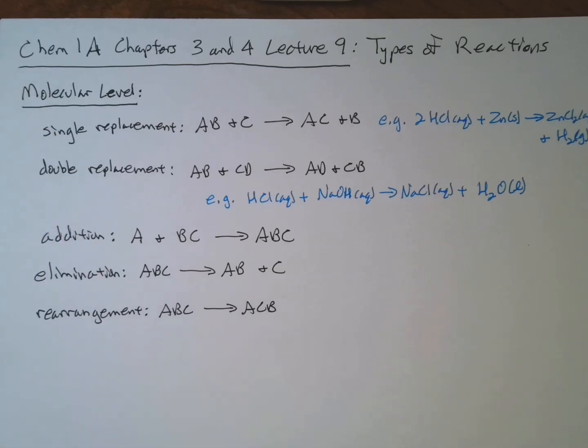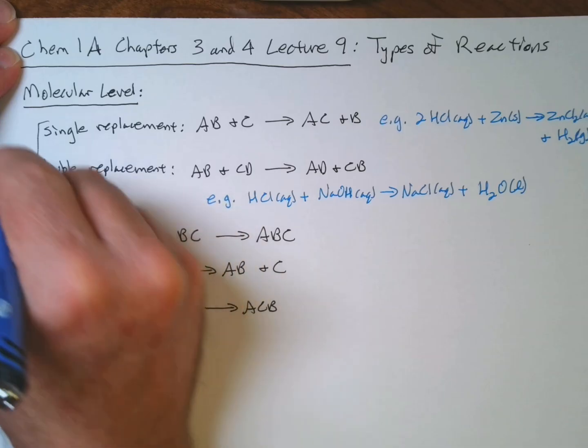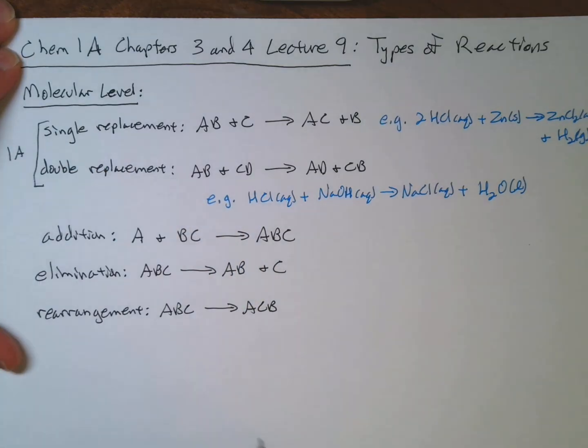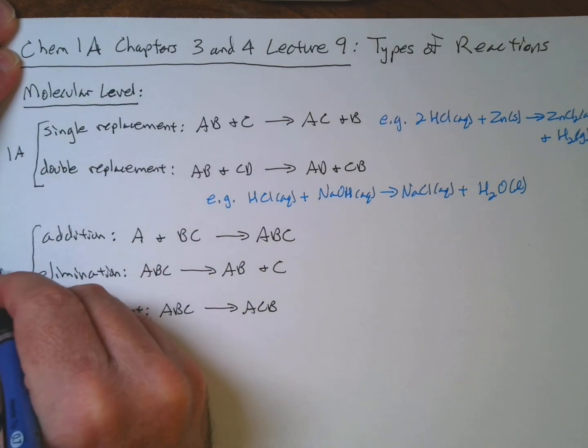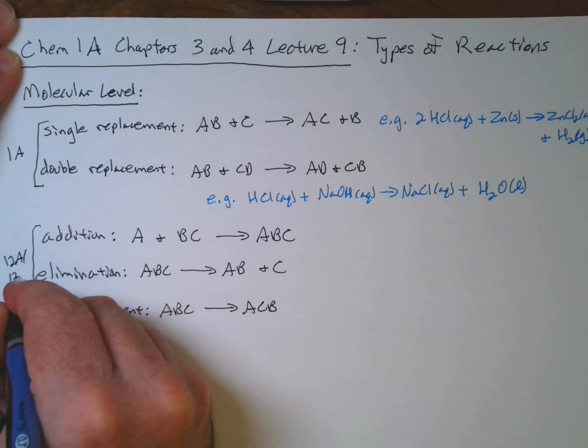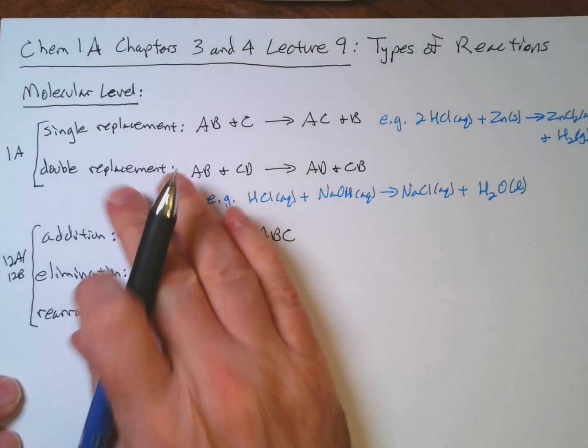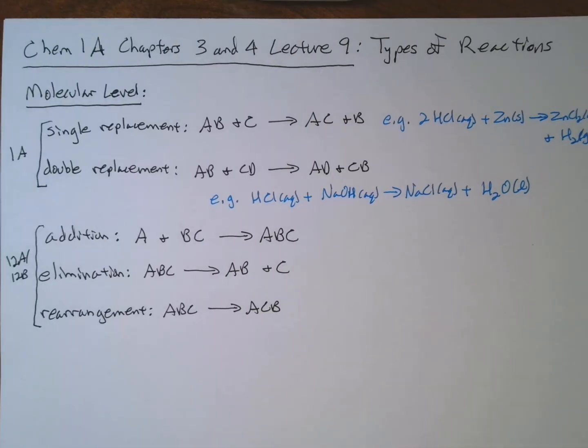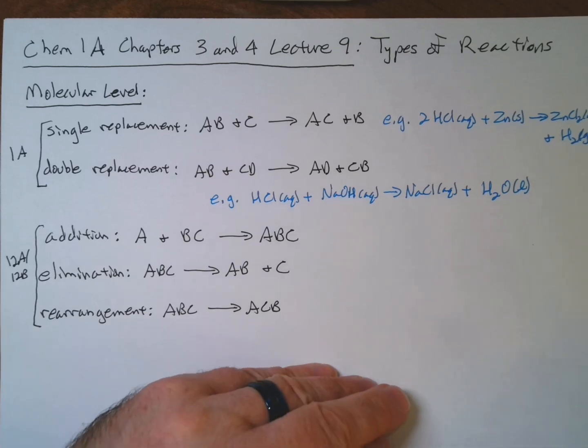Let's see if there's anything else on the molecular level. I don't think so. Again, our focus here is going to be on the single and double replacement reactions. So really it's 12A and 12B when we will get into addition, elimination, and rearrangement reactions. So that's at the molecular level. Let's take a look at the macroscopic level now.